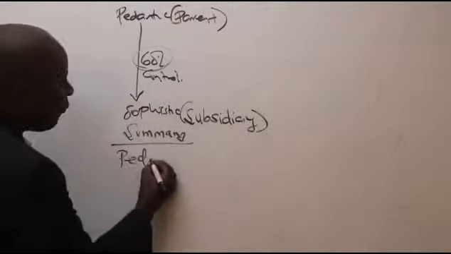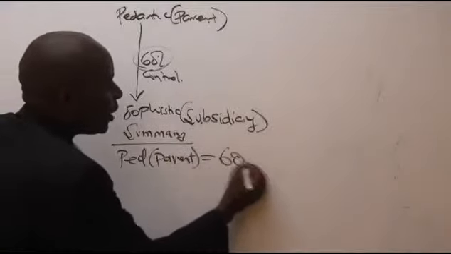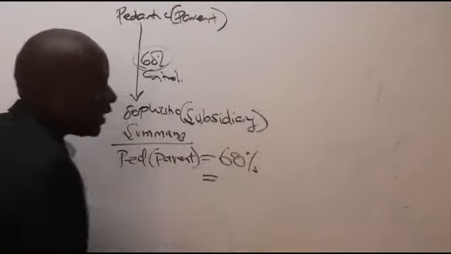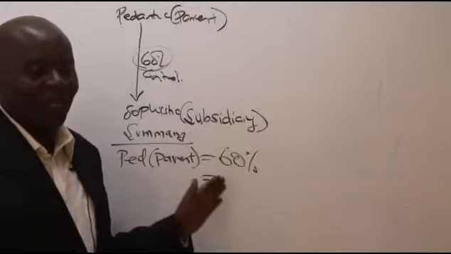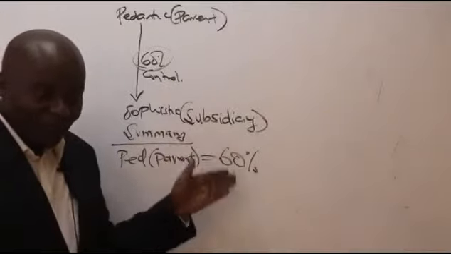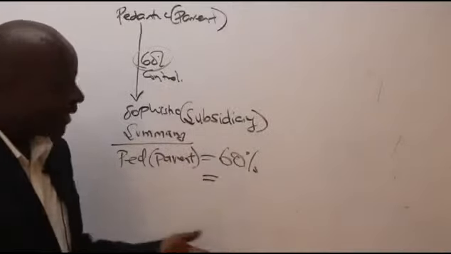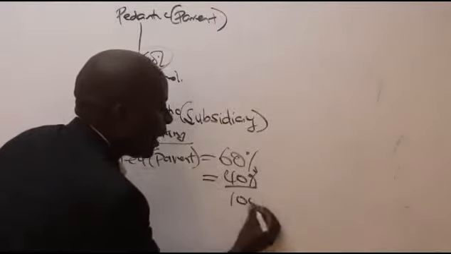So in summary, in my group structure, we are saying something very important here: we have Pedantic, who now is the parent, who owns 60%. And then, of course, we have the other percentage being owned by someone else. What is the other percentage? You know that the entire holding must be 100. So we have 40% to make it 100%.